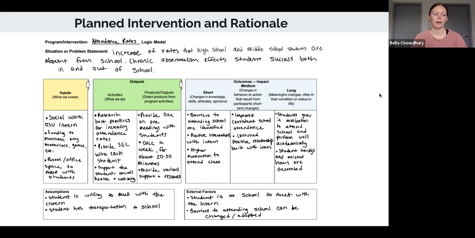All right, so for my intervention and to explain my rationale, I'm choosing to share the logic model that I created to outline this project. And again, the problem is really focusing on student attendance and increasing the rates that they are at school for both the middle school and the high schoolers. To be able to do this, I took a case manager approach of being in the school as a school social worker and providing that one-on-one time with students.